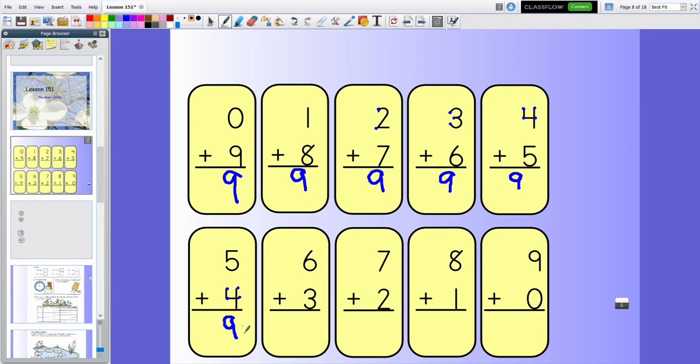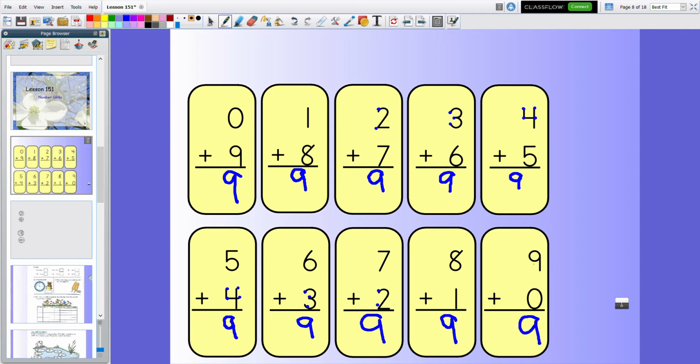I'm kind of thinking this is a pattern. Let's do the next one. 6, 7, 8, 9. It looks like a pattern, doesn't it? 9, 9, 9, 9, 9, 9, 9. Okay, so 7, 8, 9. Hey, we got a pattern. 8. Yep, you said it. 9. Nothing more, and then that's 9.